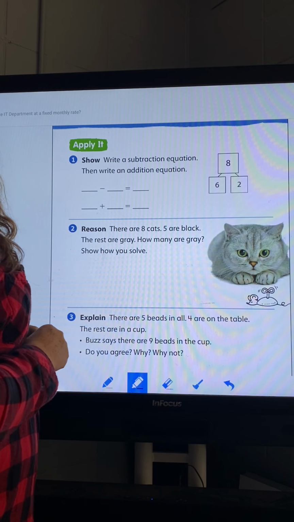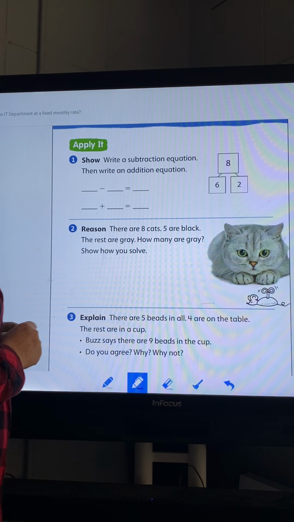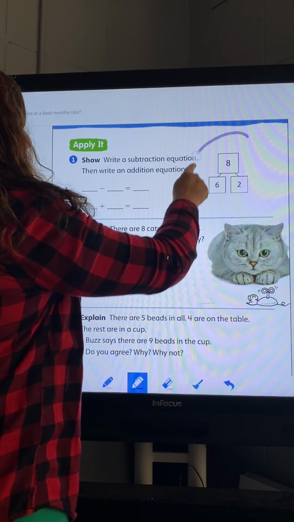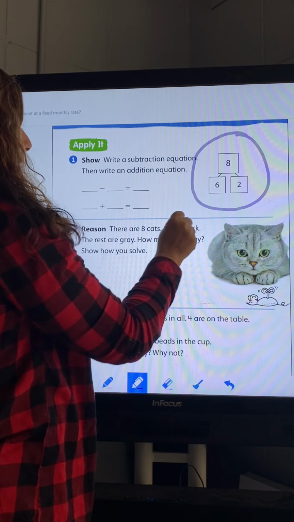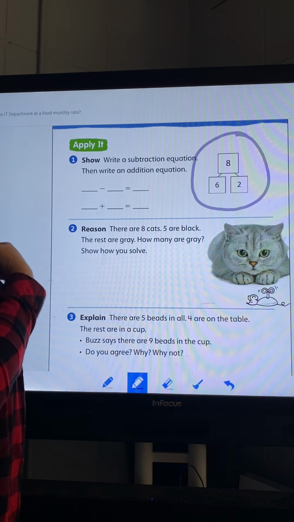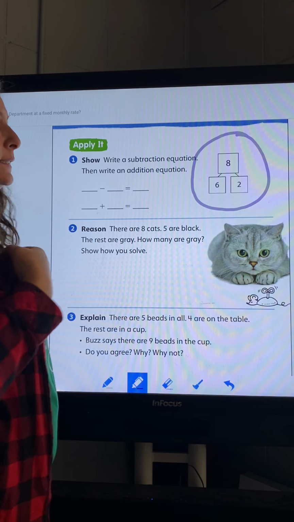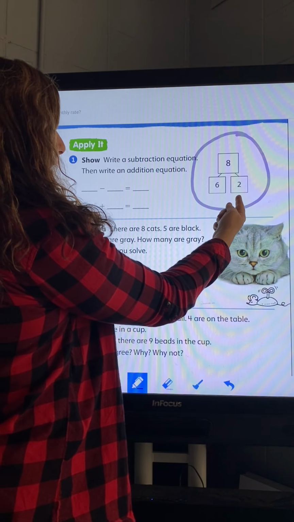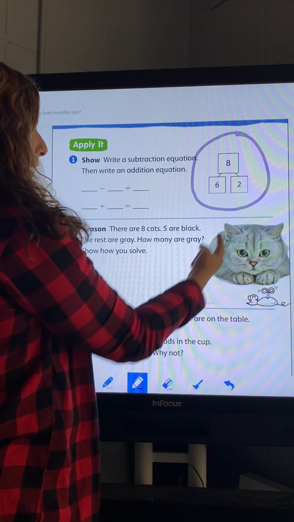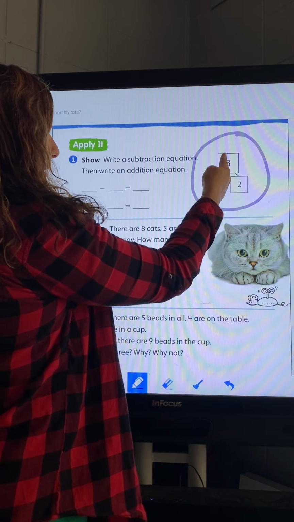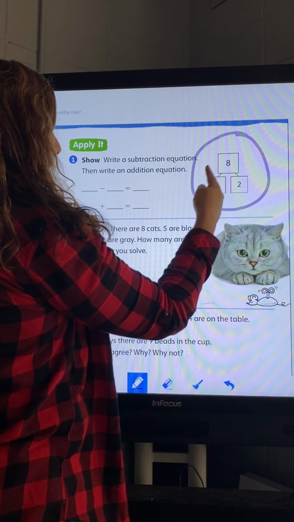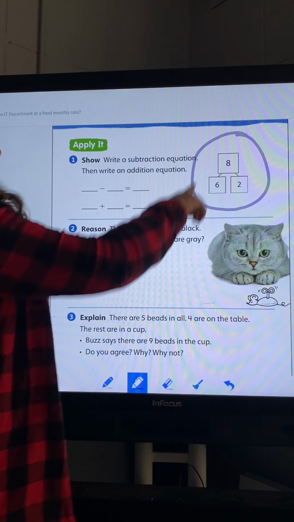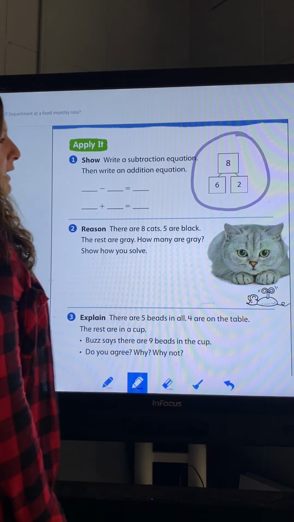Okay, it says to write a subtraction equation, then write an addition equation. Right here you can see that they gave us a number bond, didn't they? They have 8, 6, and 2. What we know about 8, 6, and 2 is 6 plus 2 equals 8. 2 plus 6 equals 8. 8 minus 6 equals 2. And 8 minus 2 equals 6. See how that all goes together? One big happy family.